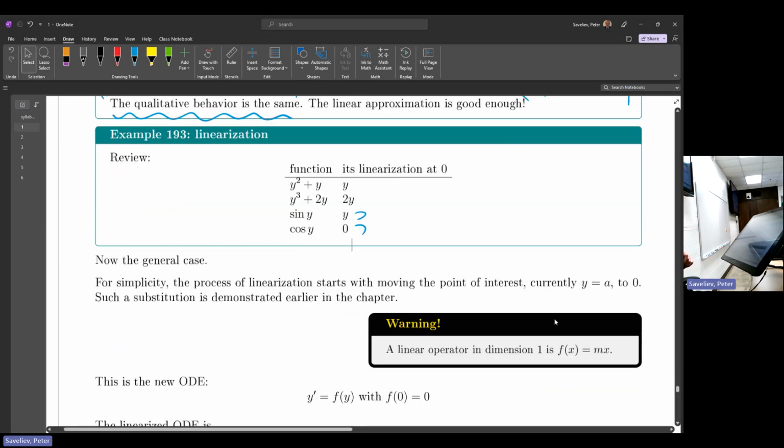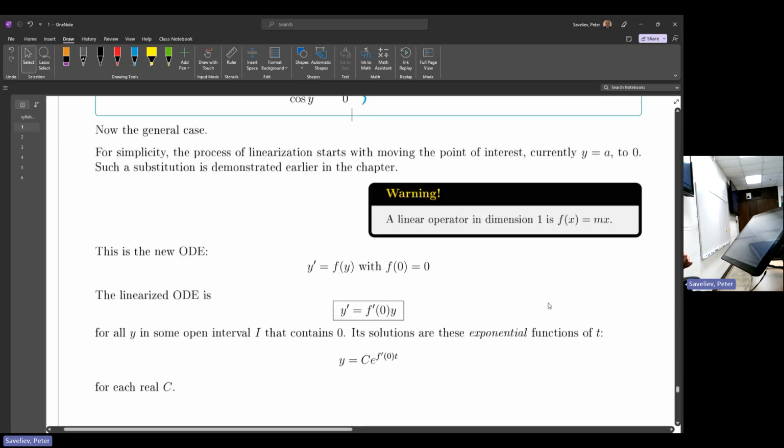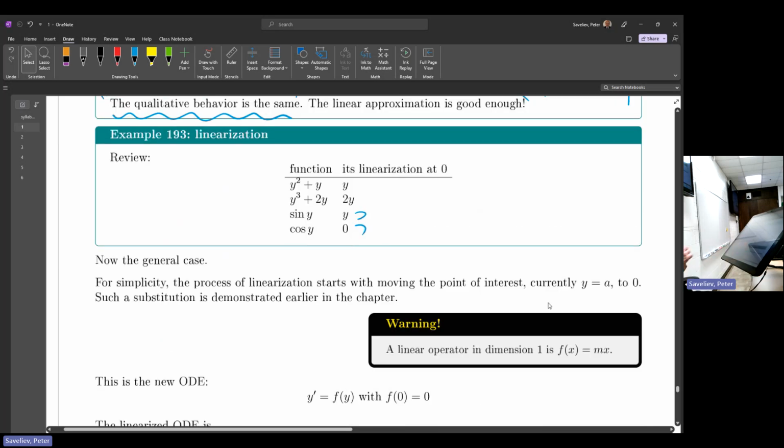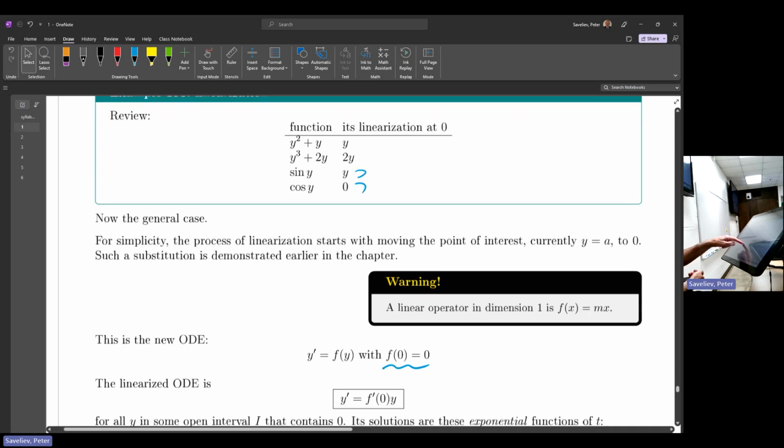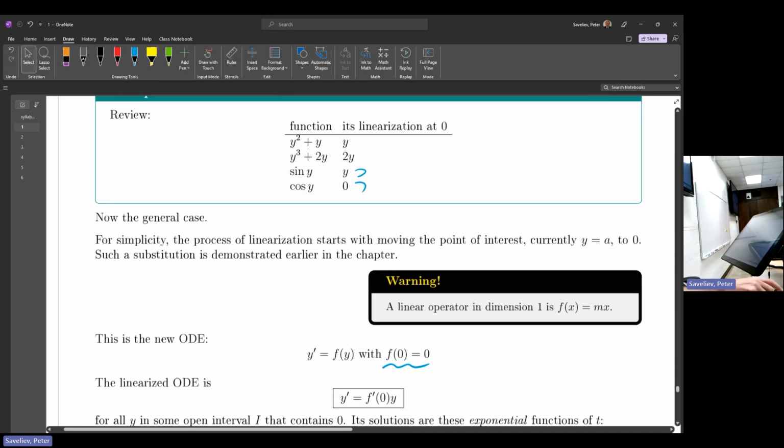In the general case, once again, that's the idea. This is the problematic situation when the derivative is equal to 0, so we only address that. So f of 0 is equal to 0, and our interest is in the vicinity of 0, so a constant approximation will not do. What do we do then? We compute the derivative of f, and then this is my new differential equation.